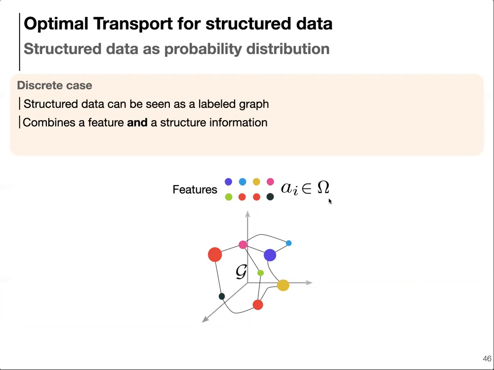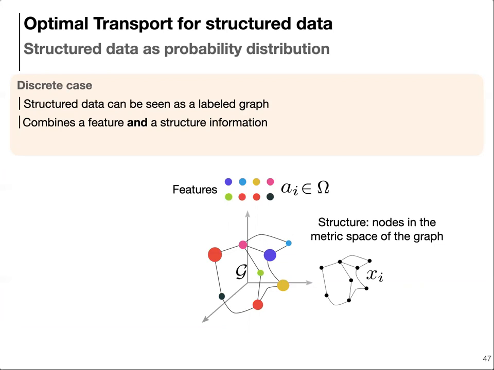And features may belong to a space omega in my notations. It can be a vector valued space, a scalar space, or whatever space you want it to be. Then the structure is actually encoded with respect to the metric space associated to the graph.